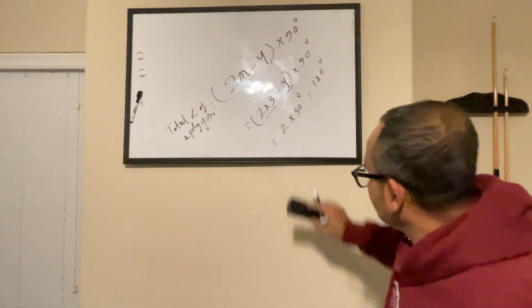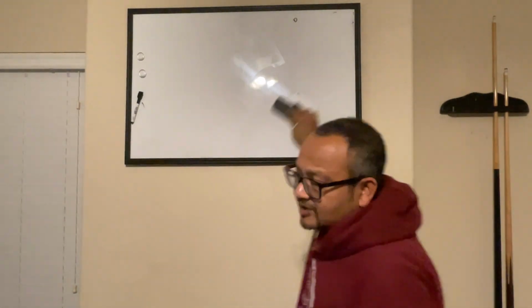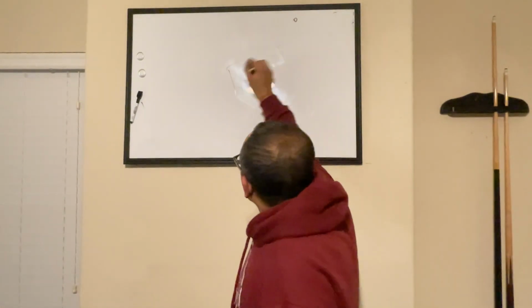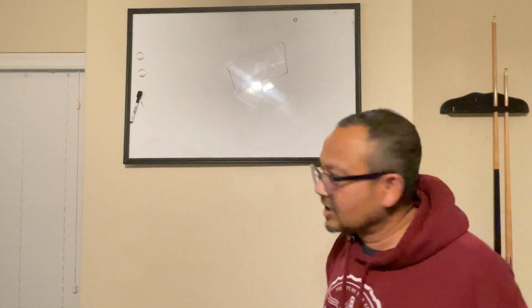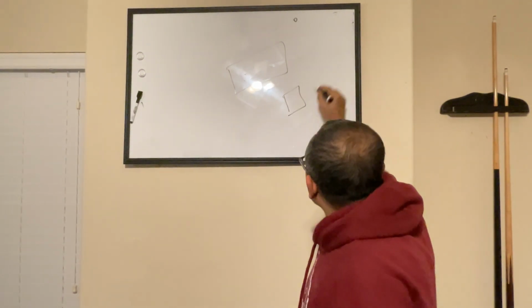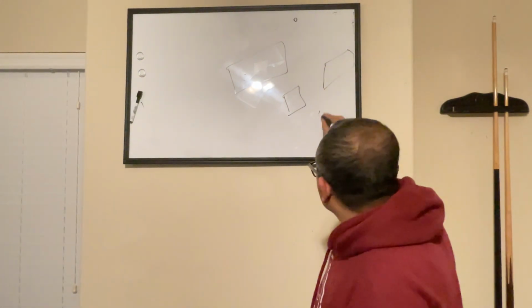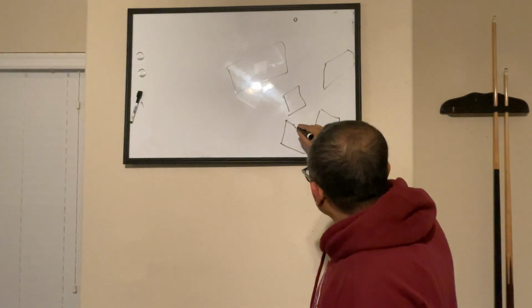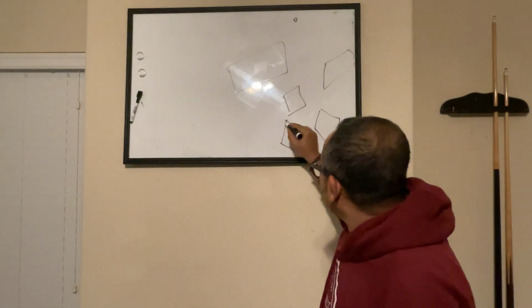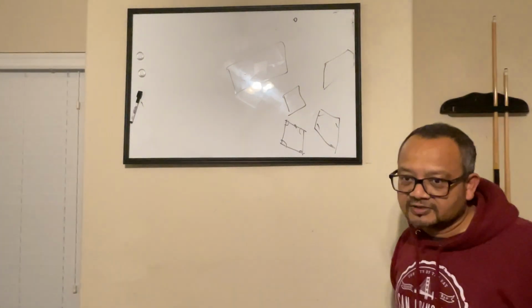Okay. Now let's look at something interesting. A rectangle or quadrilateral has four sides. Be it a rectangle, a square, or a trapezium, we'll learn about all these later. Be it a rhombus, be it a kite. How much is the sum of all the angles for this one?